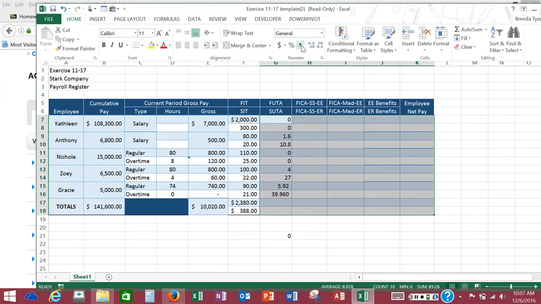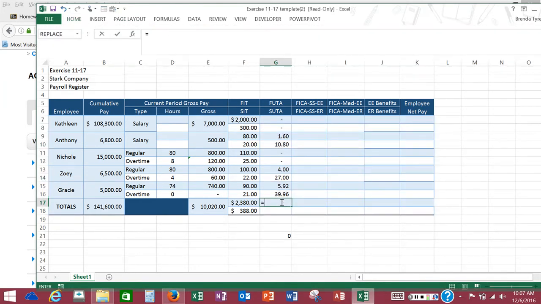Just go ahead and make our numbers be comma. Now to add these up, the FUTA is the top row, so we'll do FUTA plus FUTA plus FUTA, and equals SUTA plus SUTA. Let's just look back here in the column that I skipped over.